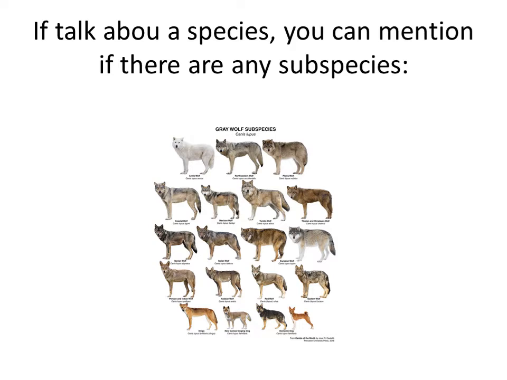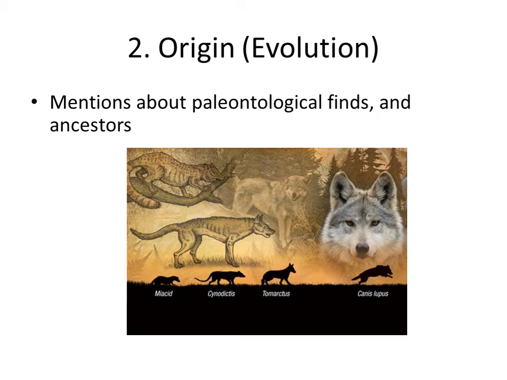If you talk about a species, you can mention if there are any subspecies. For example, the wolf has a lot of subspecies. Then say something about the origin, the evolution of the species you're talking about. Say something about paleontological finds of the ancestors of this species, of the supposed ancestors of this species.